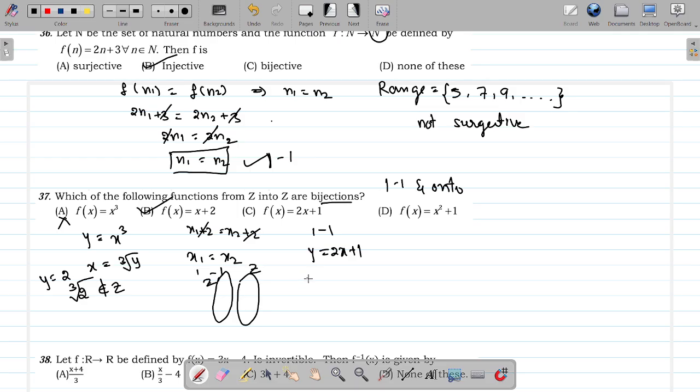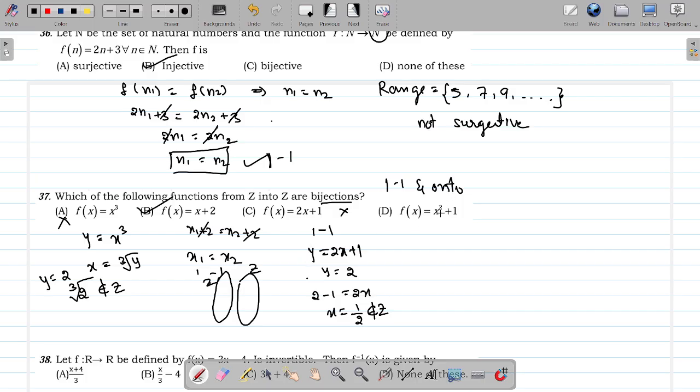If I put y equal to 2 in this equation, what will I get? 2 minus 1 is equal to 2x, so x equals 1 divided by 2. It does not belong to the integers, so it is not surjective. So again, it is 1-1 but not onto.